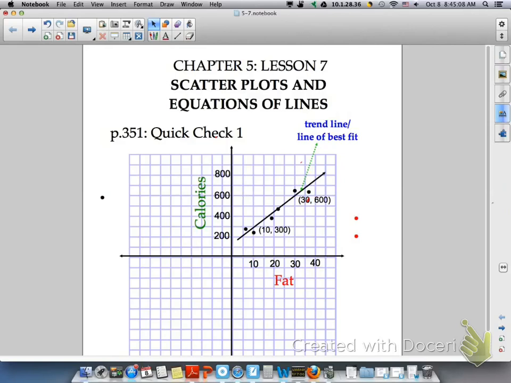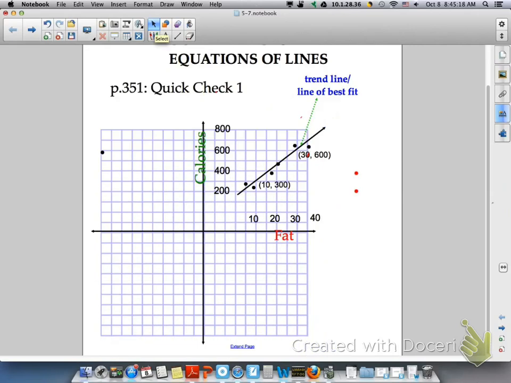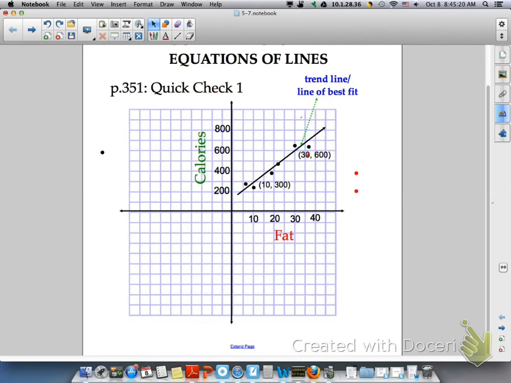Now, if you look here, there are 2 points to the left of the line. You see that? You have 2 points to the left of the line, and you have about 3 points to the right, and 1 point almost on the line. Okay?